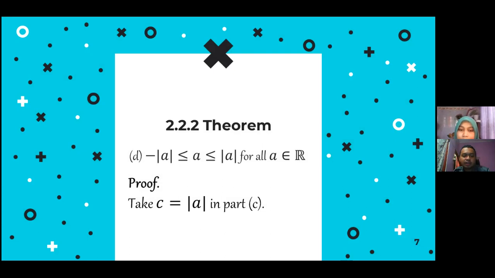Then the last theorem is that the negative of the absolute value of A is less than or equal to A, which is less than or equal to the absolute value of A, for all A elements of the real number set. The proof is, we can take C equal to the absolute value of A in part C before. So we can get the theorem like that.